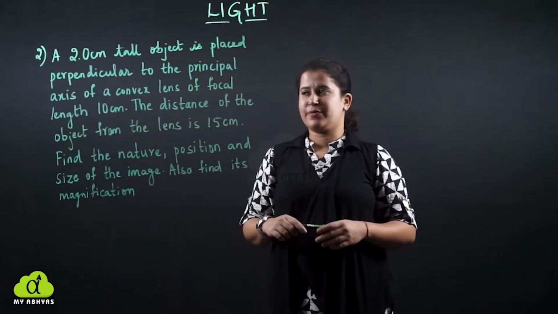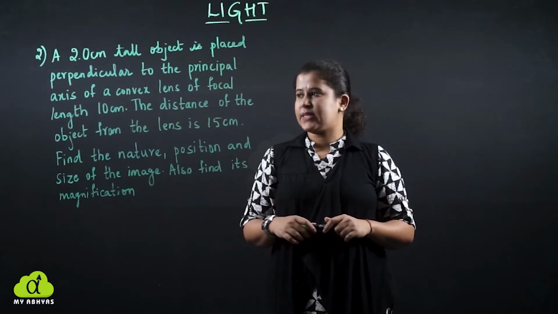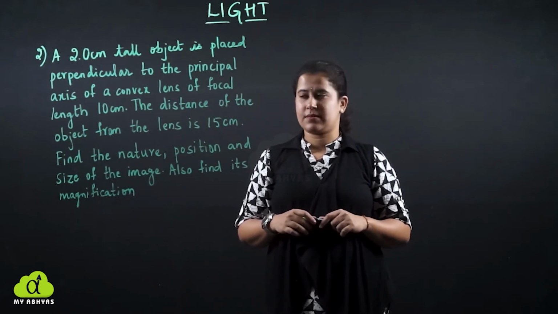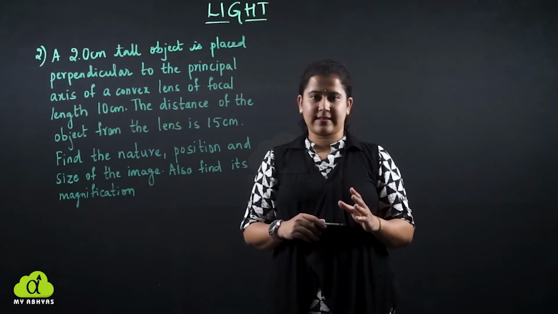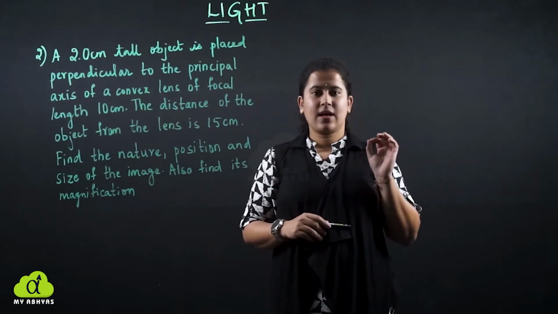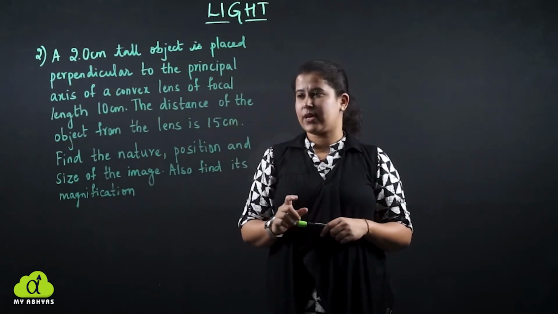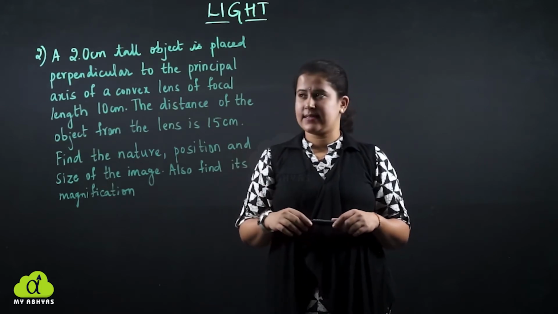So moving on to the next numerical. A 2.0 centimeter tall object is placed perpendicular to the principal axis. So there is an object of 2 centimeters perpendicular to the principal axis of a convex lens. The object is placed on the principal axis, and it is in front of a convex lens of focal length 10 centimeter. So they have given me the focal length as 10 centimeter.